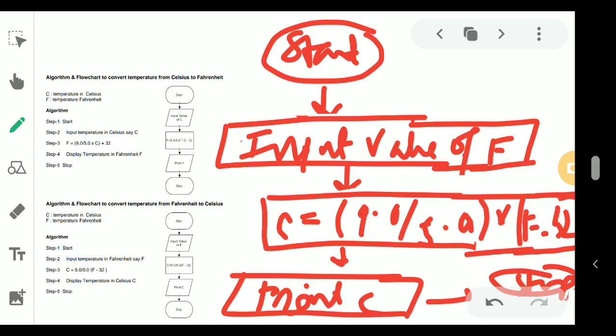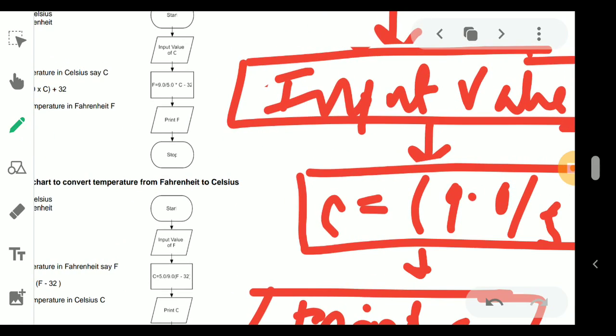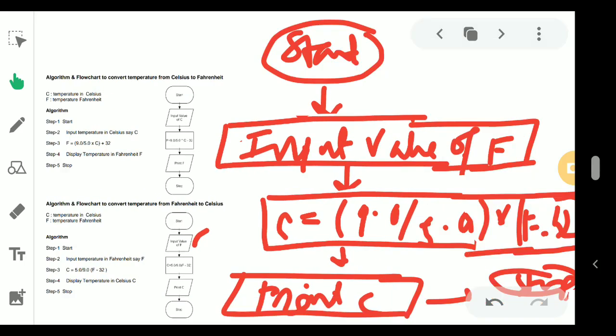Okay. So in this way we are calculating Fahrenheit to Celsius. Okay, I am zooming it. You are able to see that. The start is there, then input the value of Fahrenheit, F means temperature in Fahrenheit. Then we are calculating C is equals to 5 by 9 into F minus 32. Then print statement, and then the stop. Okay.